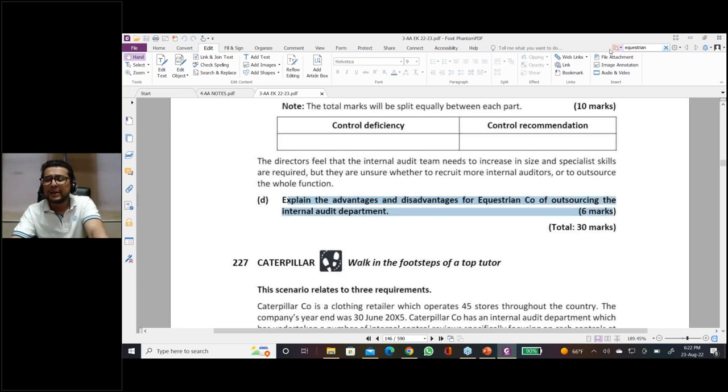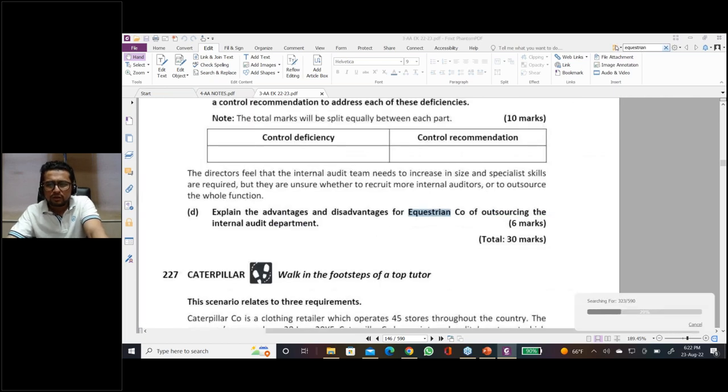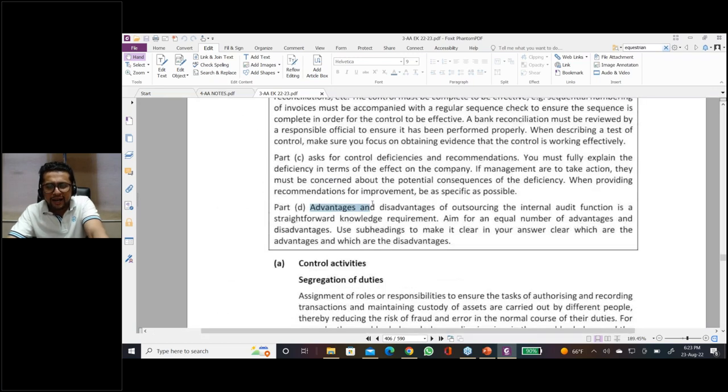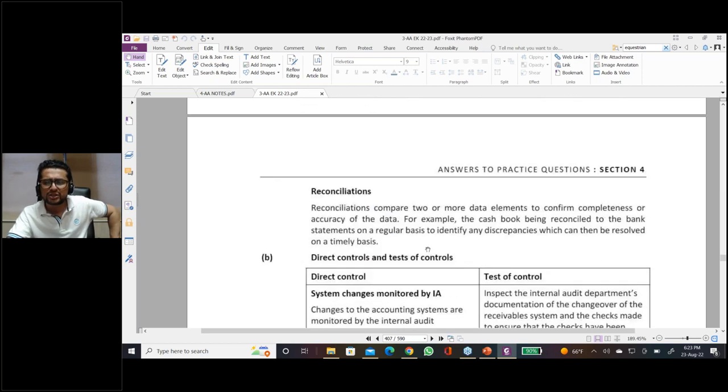Will you be able to prepare this on your own? Please answer this with the help of the solution. Can I trust you on that? Part D, advantages and disadvantages of outsourcing the internal audit function, is a straightforward knowledge requirement. Aim for an equal number of advantages and disadvantages. So if there are 6 marks, go for 3 advantages and 3 disadvantages.